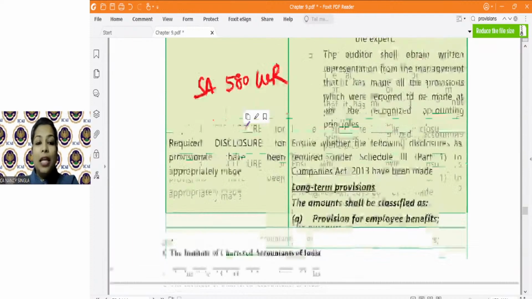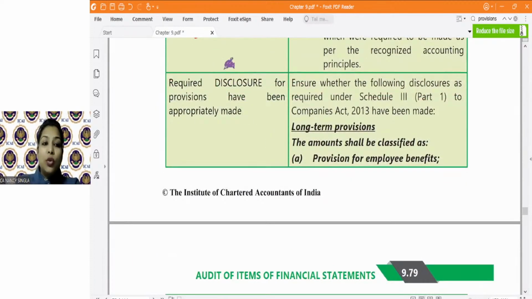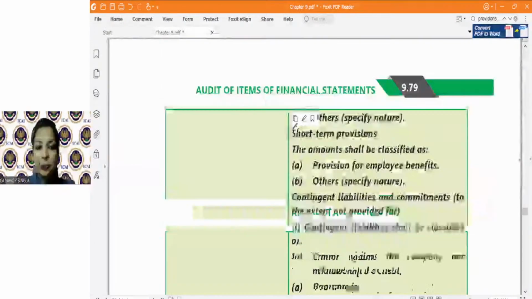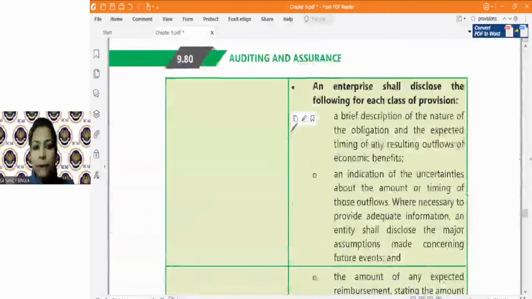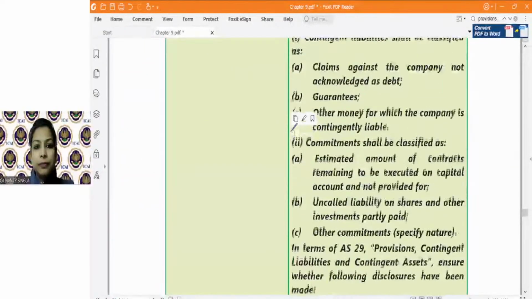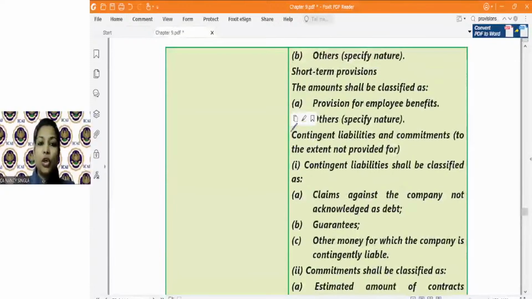Okay? Now with respect to the disclosure requirements, it is very simple. And since this pertains to the balance sheet, again back to Part 1, Schedule 3. So ensure whether the disclosures required under Schedule 3 Part 1 to the Companies Act have been made. So you will see that long term provisions come, followed by what? Short term provisions. Okay?